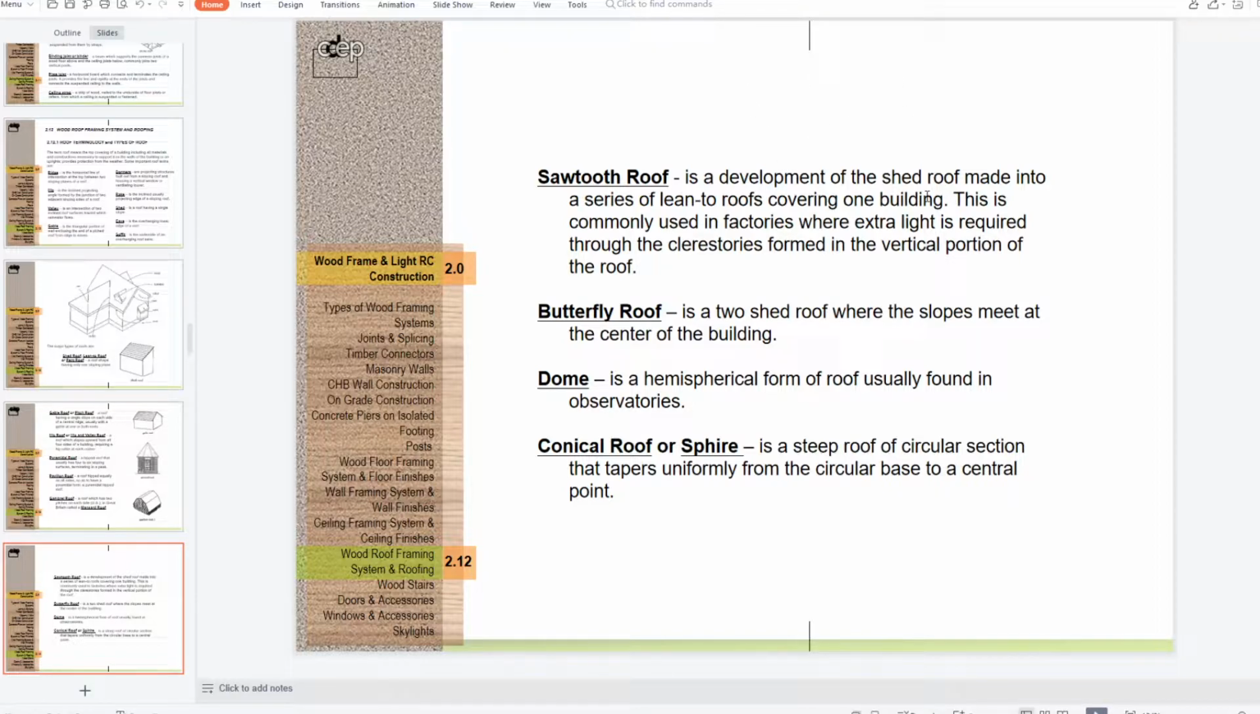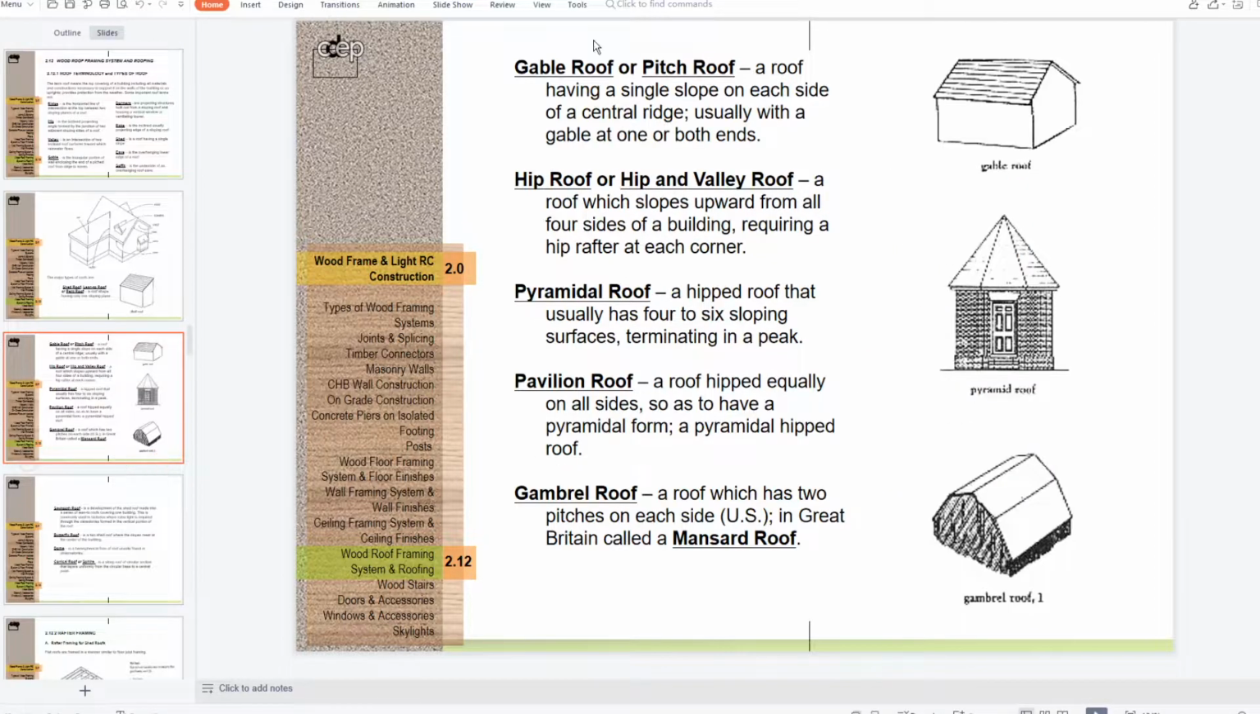And then the butterfly roof. So it is a 2-shed roof where the slopes meet at the center of the building. So daw inverted siya nga gable roof. So instead nga ang higher angle ara sa babaw, inverted siya, ara siya sa dalom. And then dira may gutter na siya sa tunga, and then dira ang inyong rainwater.